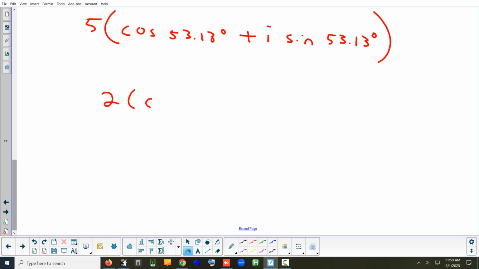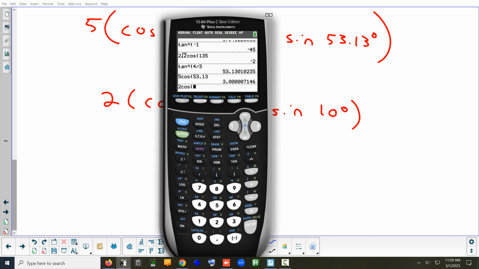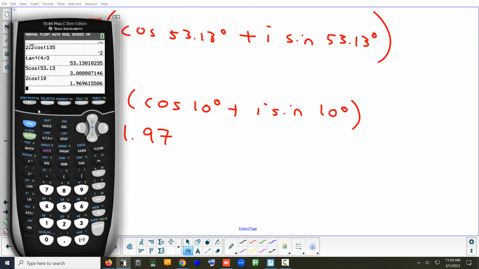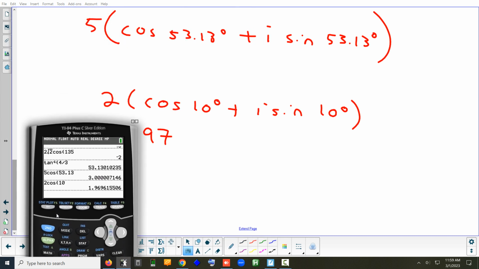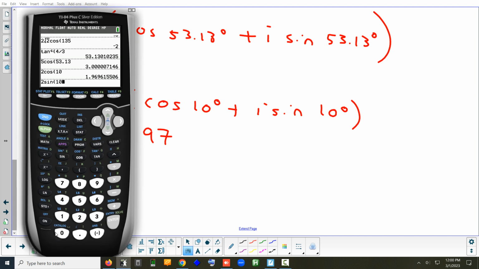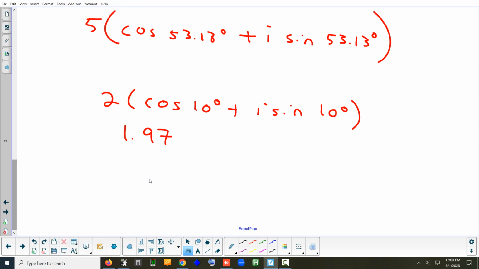What if I had, let's just say you had something like this, and I said to you, change that to standard form. What would you do with it? Yeah, just distribute it out. 2 cosine 10. So it's like 1.97. And what would you type in for the imaginary part? 2 sine 10. Point 347.